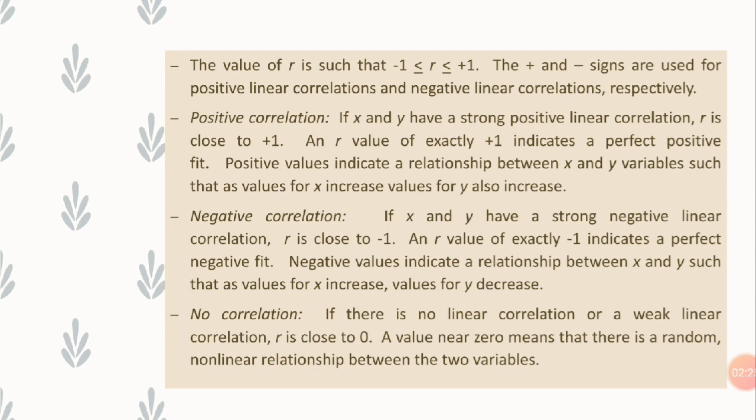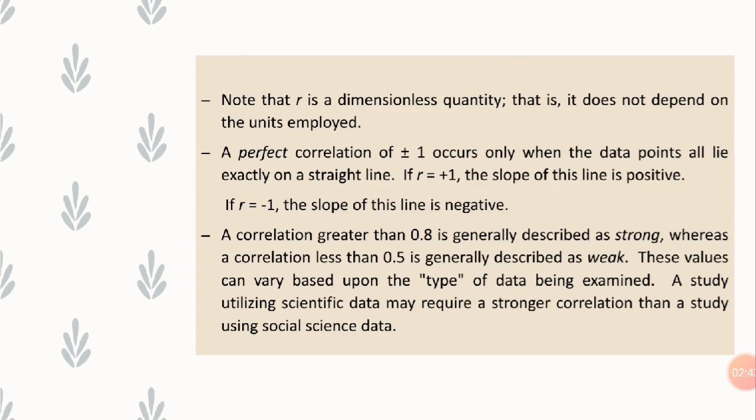So there are three different types of correlation: positive correlation, negative correlation, and no correlation. Every type of correlation has a characteristic. You can see the characteristics on the slide. Note that r is a dimensionless quantity, that is, it doesn't depend on the units employed. A perfect correlation of plus or minus 1 occurs only when the data points lie exactly on a straight line.